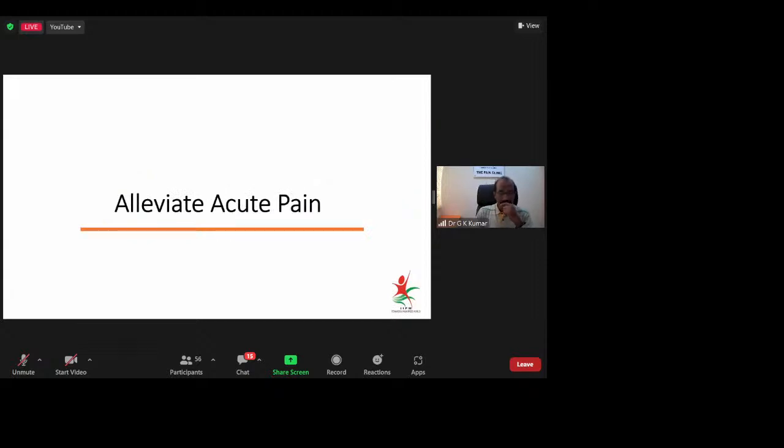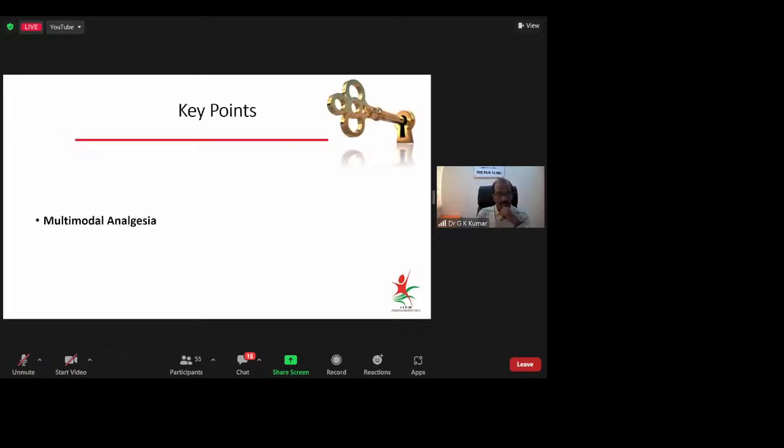So the ultimate aim is that we have to alleviate acute pain at any cost. Then let's see how multimodal analgesia is going to help us achieve this goal. In the next 30 minutes, the key point will revolve around multimodal analgesia. We will discuss the path to multimodal analgesia: how to identify and assess acute pain, what the challenges in acute pain management are, of course multimodal analgesia, and what recent and future developments are going to help us achieve complete alleviation of acute pain.